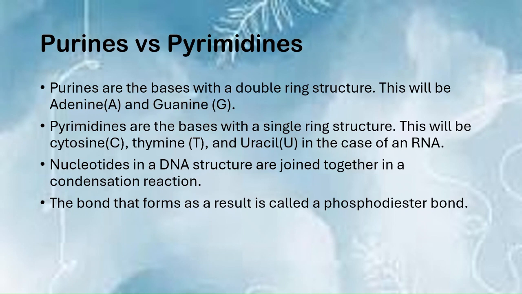Nucleotides in a DNA structure are joined together in a condensation reaction, and the bond that forms as a result of this condensation reaction is called the phosphodiester bond.